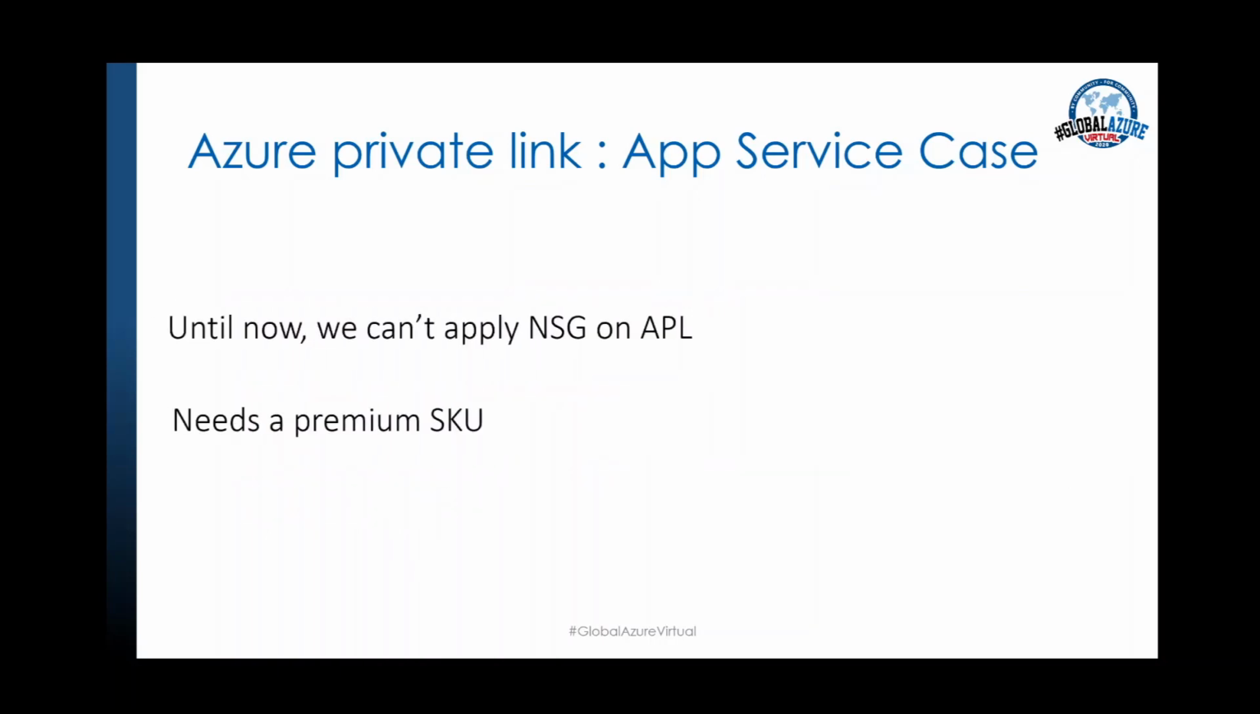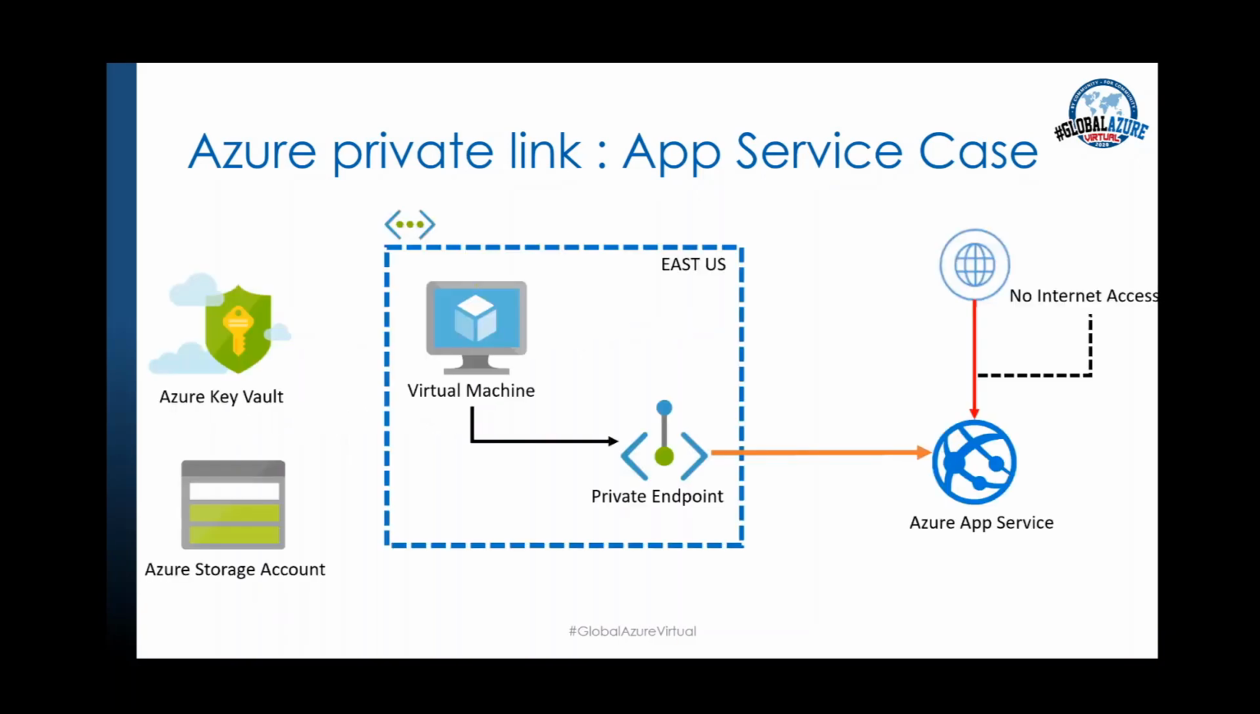And here some limitations come into the game. Until now, we can't put a network security group on the Azure private link. Also, we need the premium SKU of the app service so we can connect it to the private endpoint.